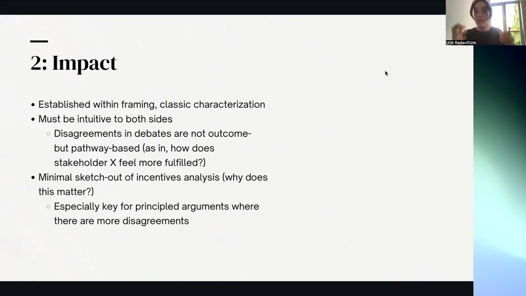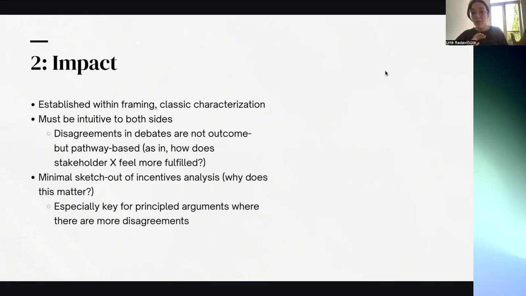Disagreements in debates usually are not about what is the impact that we're hoping for. They're about the pathway, the way to getting there. What is the more efficient, the more moral modus operandi? Because of this, you have to not do too much legwork, not get too much into the impact and why it is important, since your opponents are likely to agree with that in the first place.